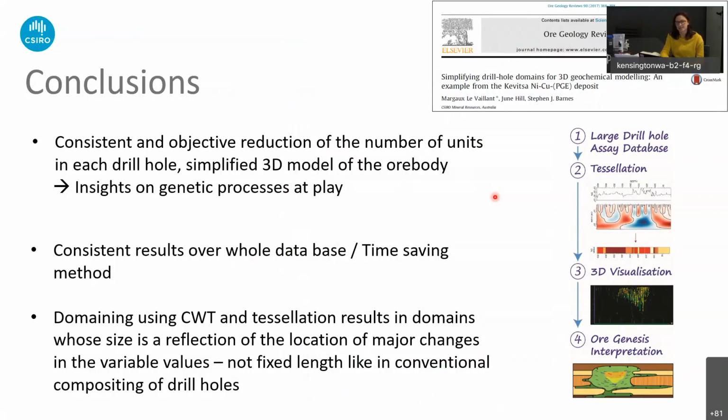And that gave us insights on the genetic processes that were at play at Qubits. You get really consistent results over a massive database, and it's a really time-saving method. And also, as I was saying earlier, you don't lose the high nickel, high PG ore, which is in small intervals quite often but was quite different in its composition. We didn't lose that information by using this technique.